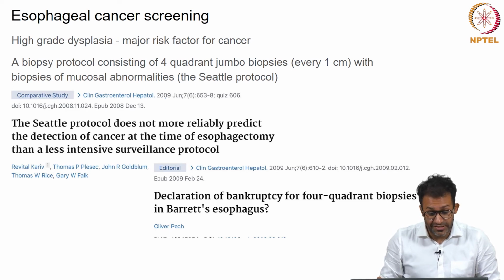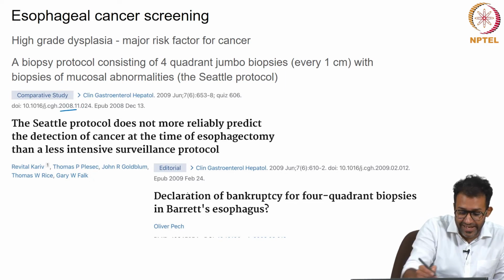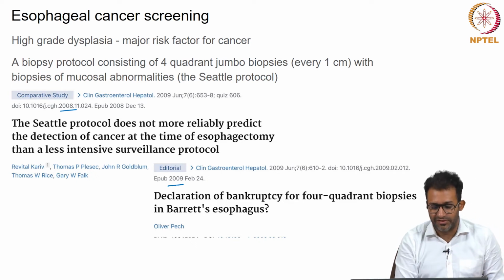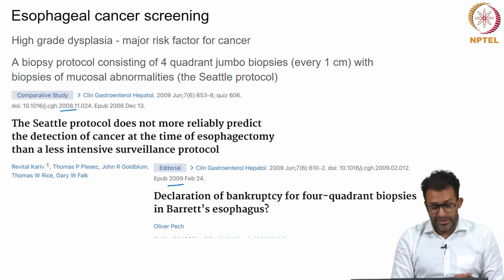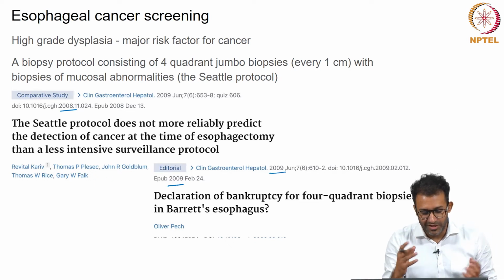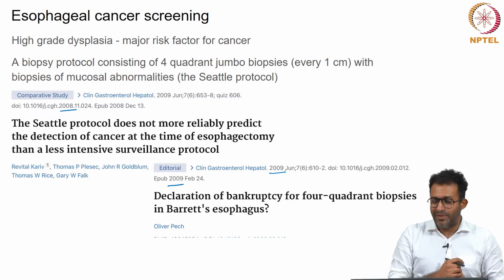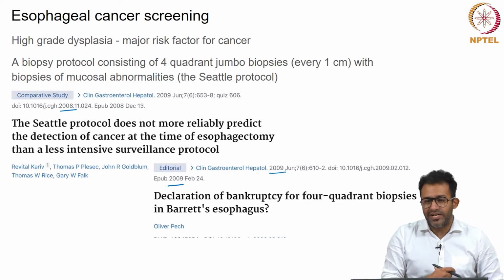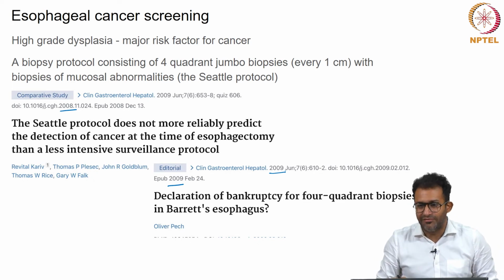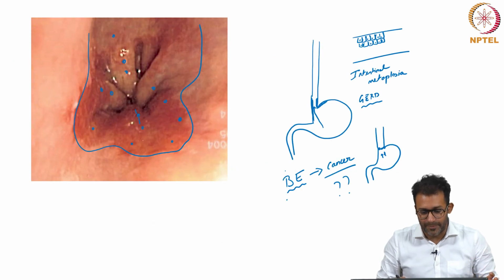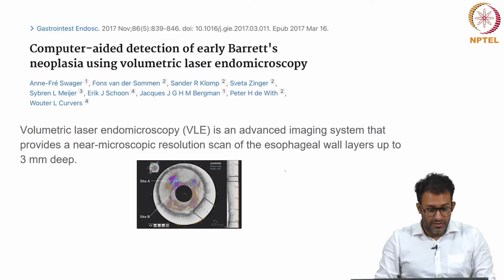But if you look at these studies, as early as 2008 and 2009, the Seattle protocol does not reliably predict the detection of cancer at the time of esophagectomy better than a less intensive surveillance protocol. Then there is a 2009 paper which is even more striking on the face of it: a declaration of bankruptcy for four-quadrant biopsies in Barrett's esophagus. So, is it really obsolete? Not yet, because we have not started using machine learning and deep learning in a big way. So, here is this paper.